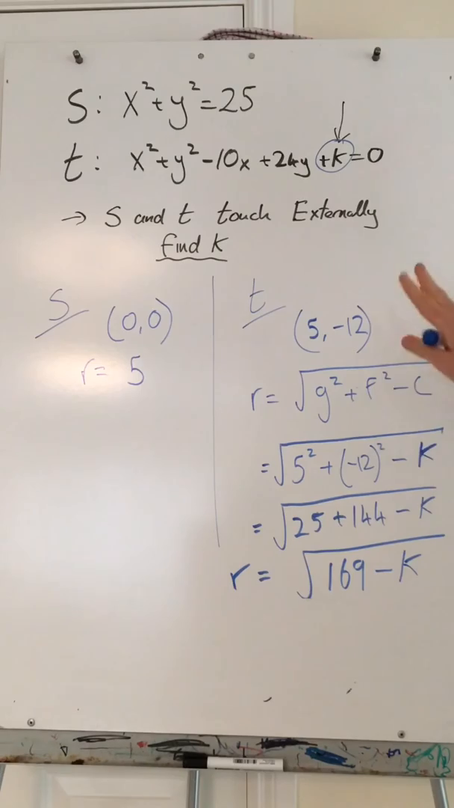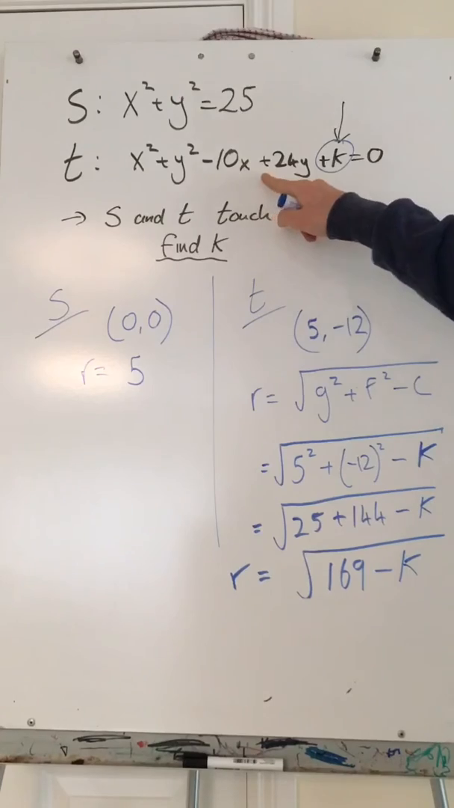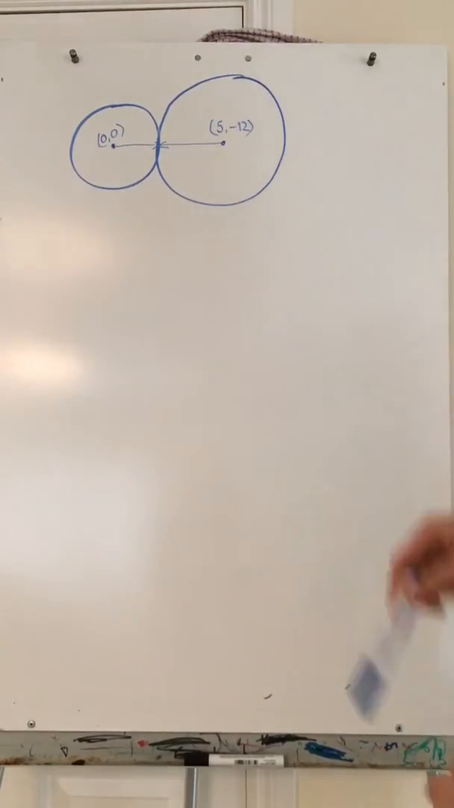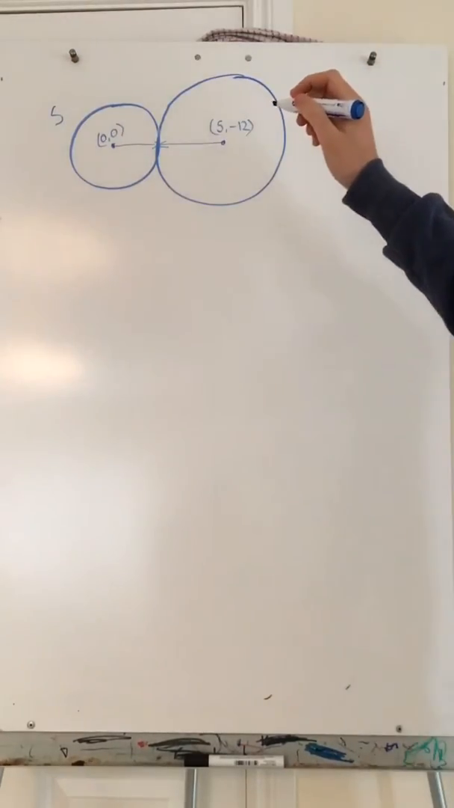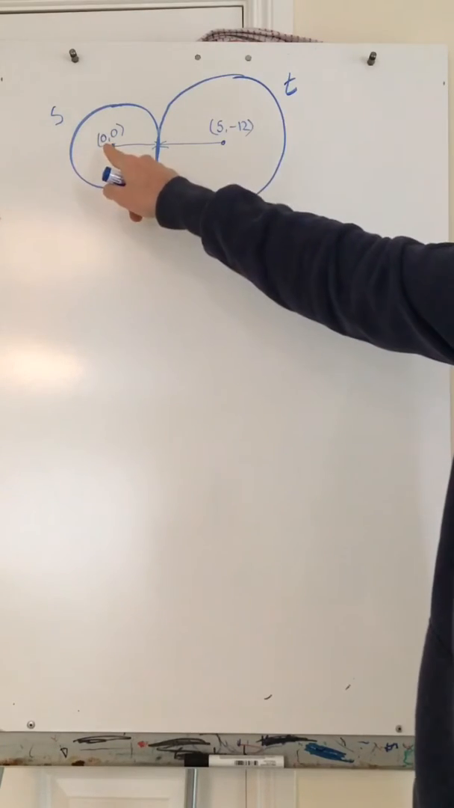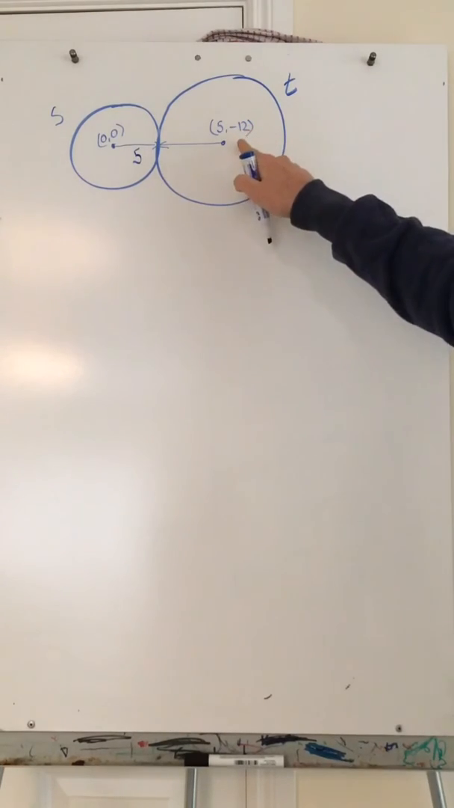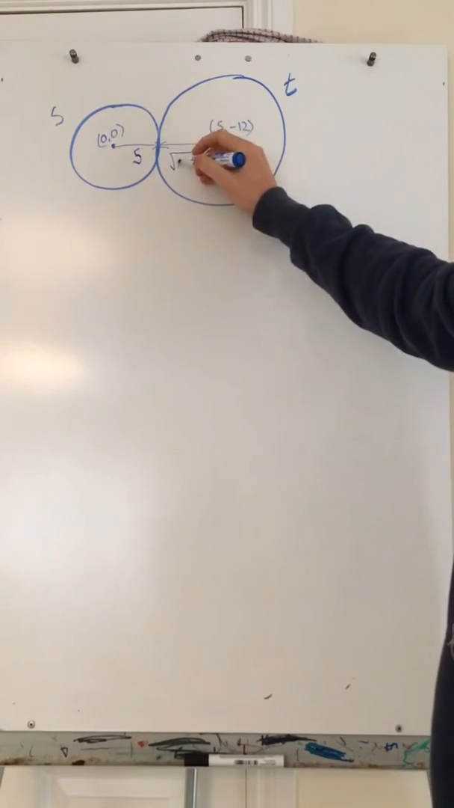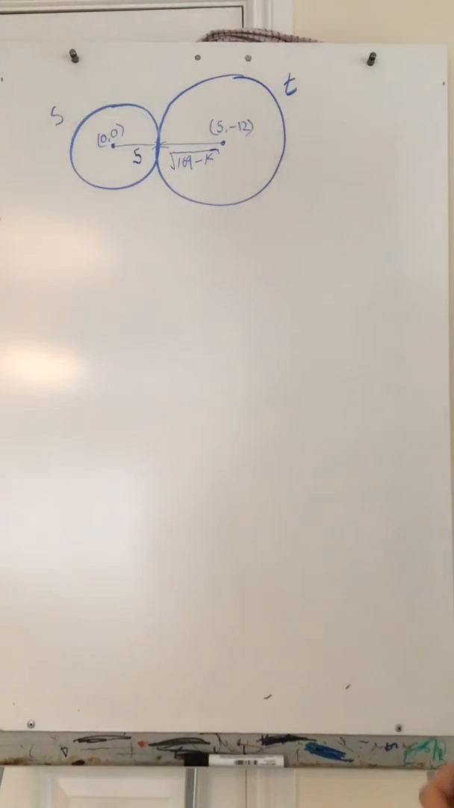So what I just did in this first part here is I got this circle, I know the center and I know the radius, and I got this circle here, I know the center and I kind of know the radius, it's in terms of k. Okay, so I just cleaned the board and I drew a diagram of what we have. So this is circle S and this here is circle T. Circle S has a center of (0, 0) and it has a radius of 5. And circle T had a center of (5, -12) and it has a radius of the square root of 169 minus k. That's all we know about the radius for circle T.